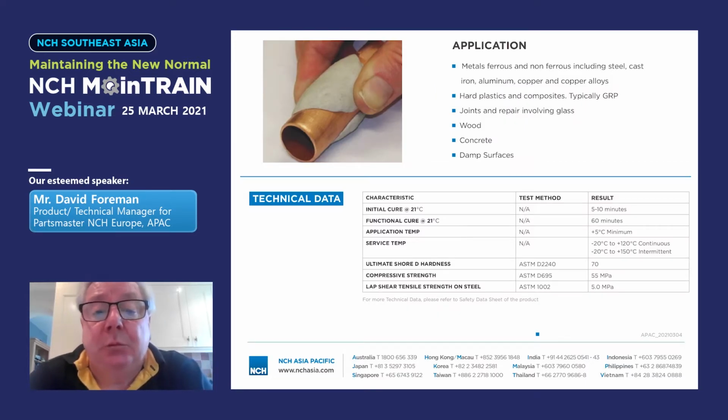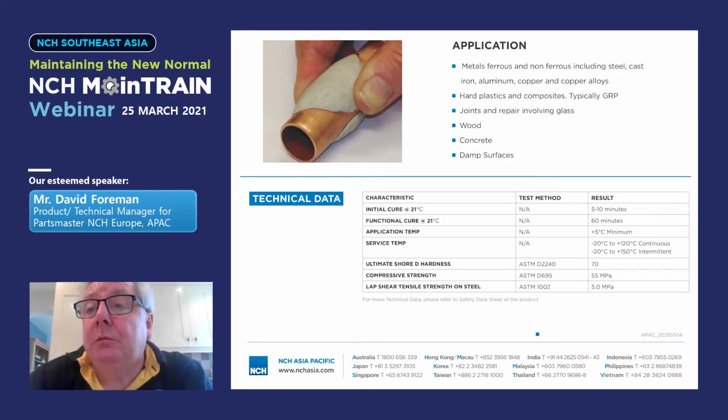As you can see, it can be used on a wide variety of materials. It can also be used on damp surfaces, but provided it's only atmospheric moisture. It's not designed for really wet or submerged applications. And it has a maximum service temperature of up to 150 degrees centigrade.